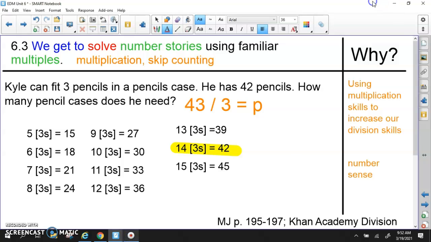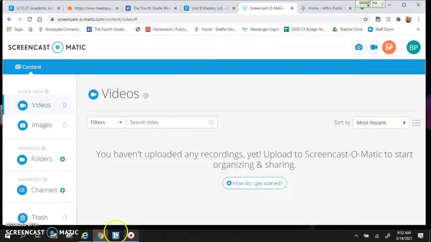Wonderful. You're going to work on Math Journal page 195 through 197. I have a mastery list. If you didn't bring your Math Journal, hopefully someone or you remember how to get to the Math Journal pages to write down the answers.